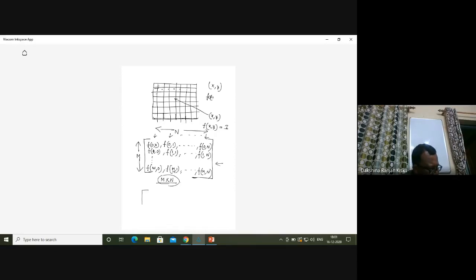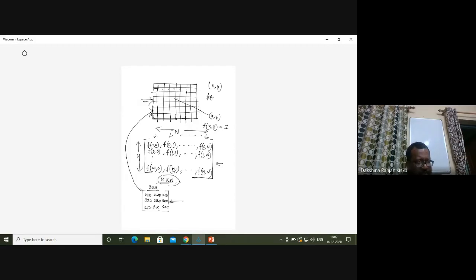Now, if we consider a small part of an image, suppose here we have 220, 200, 210. We consider a 3 by 3 small submatrix in the image. This 3 by 3 submatrix is a part of this image, and it will represent some part of the objects in the image.